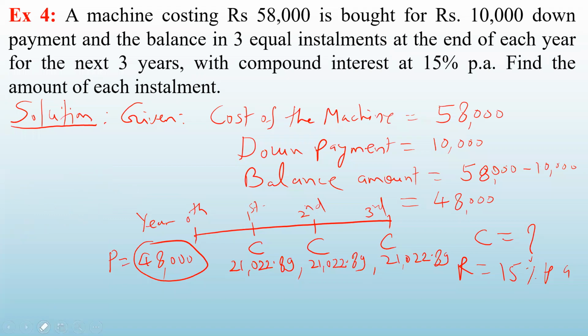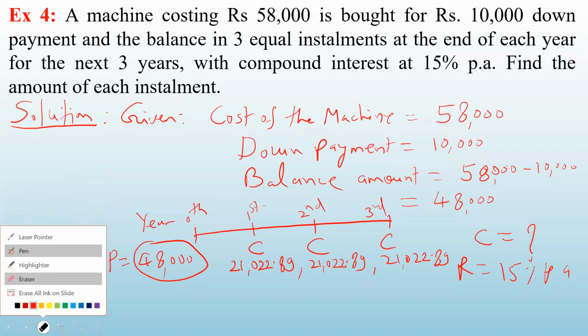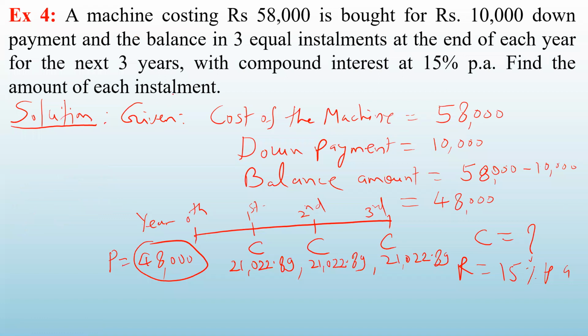So once again, I repeat it. In this question, you are given the cost of the machine is 58,000 and the down payment is 10,000. Down payment means at the time of purchase, it is paid in cash. The balance amount, which is 48,000, is paid in 3 installments, and you have to find out the value of that installment. The rate of interest is 15%.